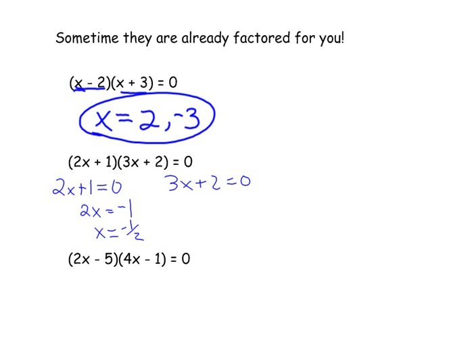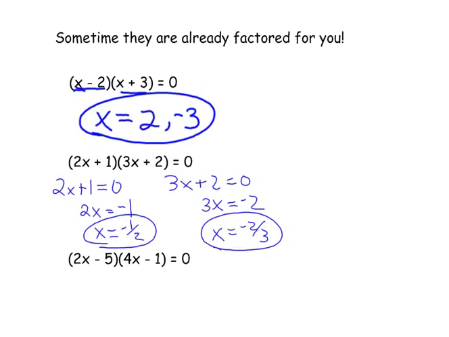Over here on the right equation, we're going to subtract 2 from both sides. So 3x equals negative 2. Divide by 3, and x equals negative 2/3. So we just set each piece equal to 0.